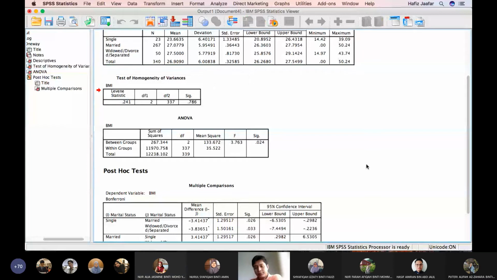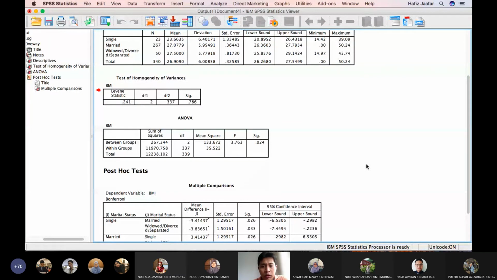Doctor, sorry, but that part about the significant value in ANOVA was lagging. Can you repeat once again, Doctor? Still lagging. Okay, sorry, Doctor. It's okay. Please do tell me, because my internet is indeed unstable.